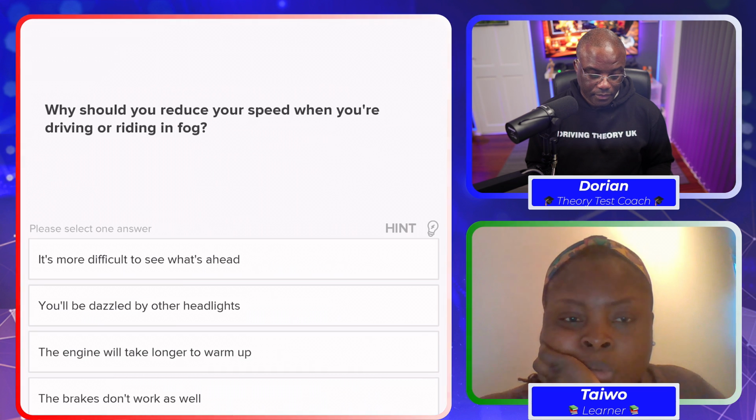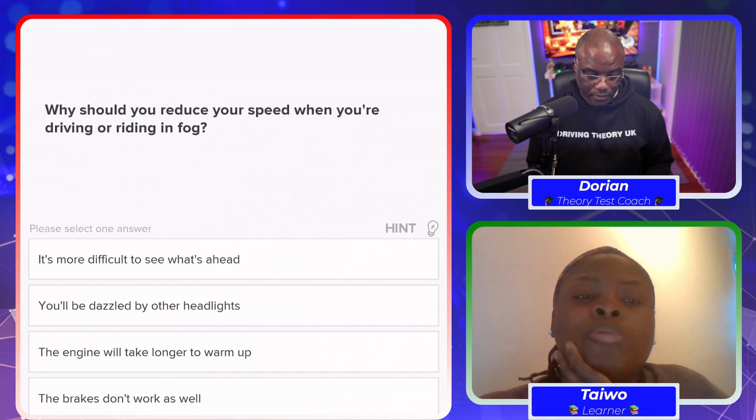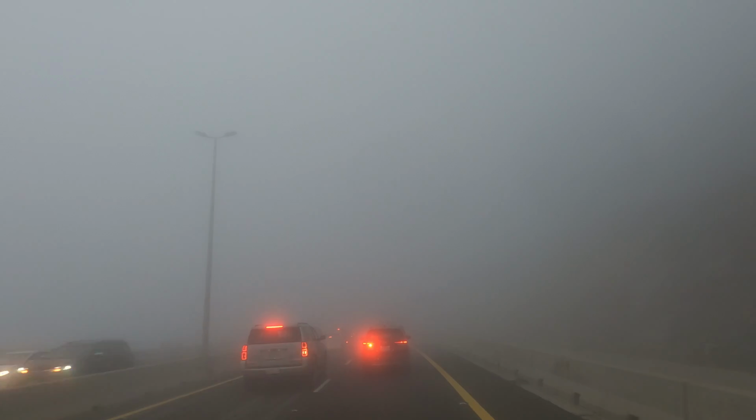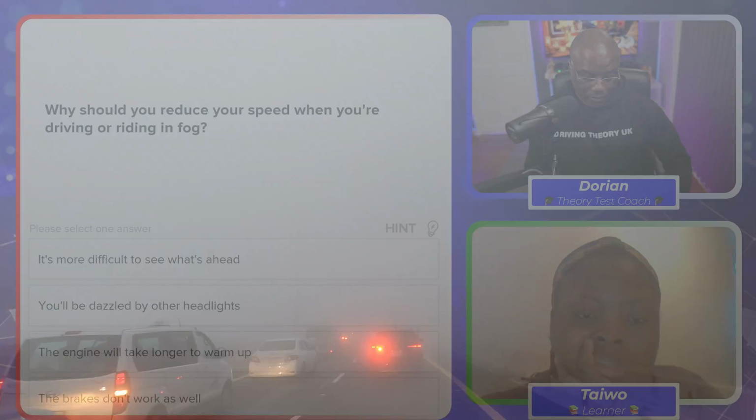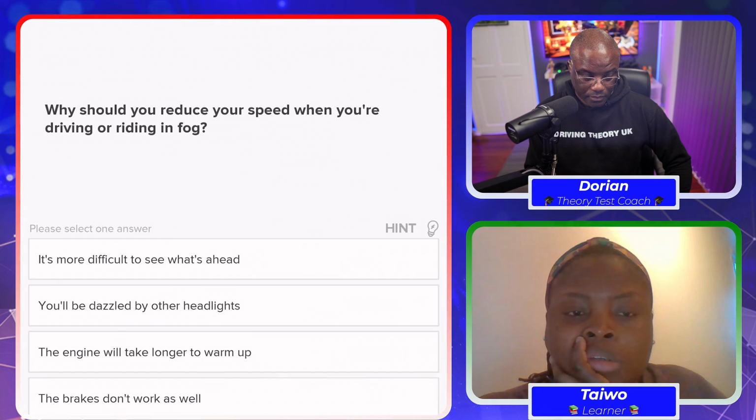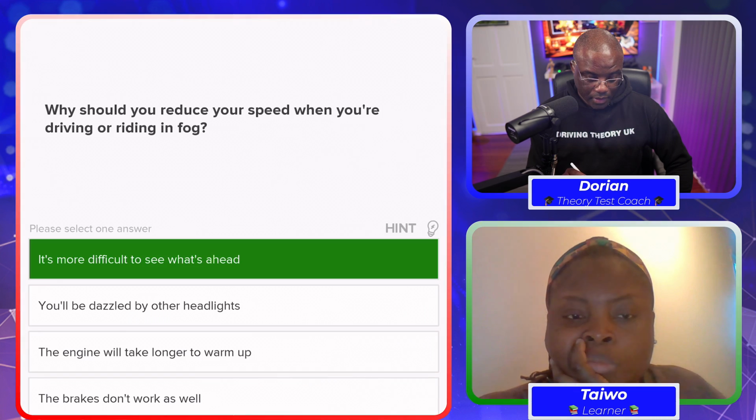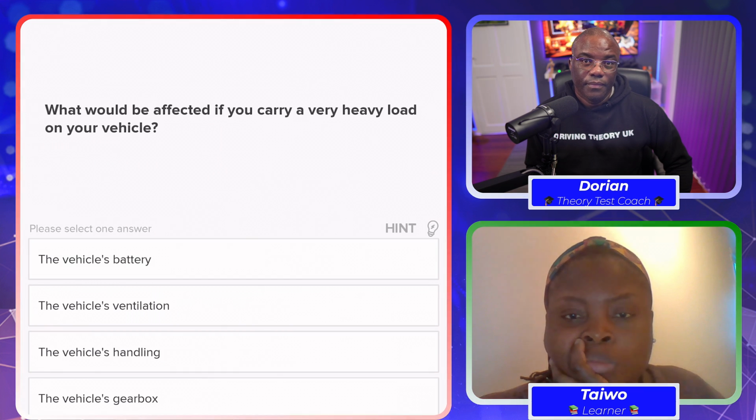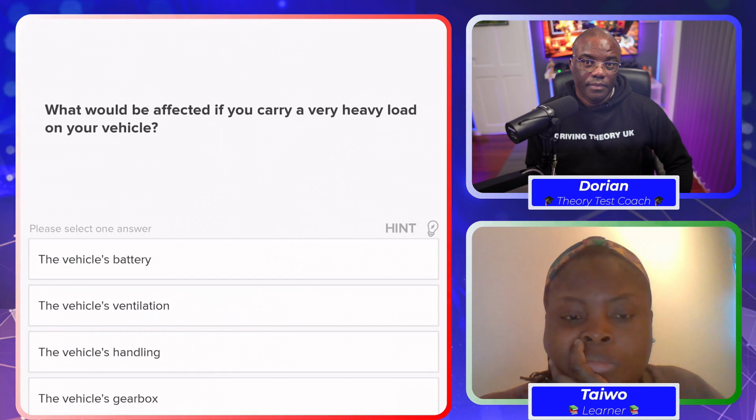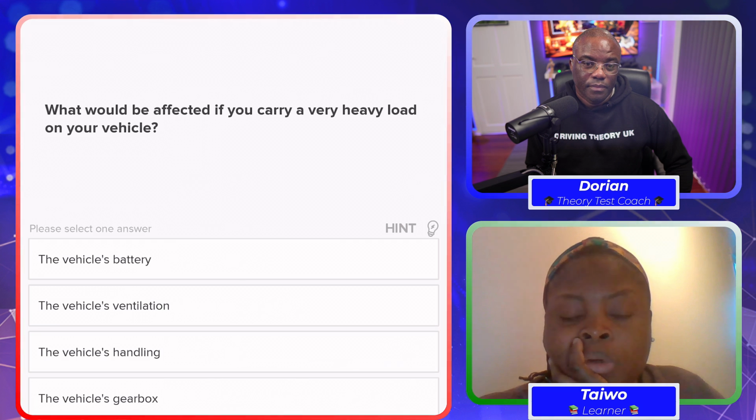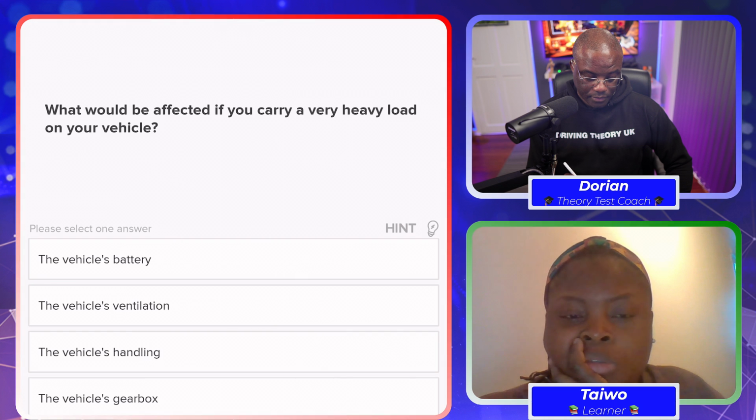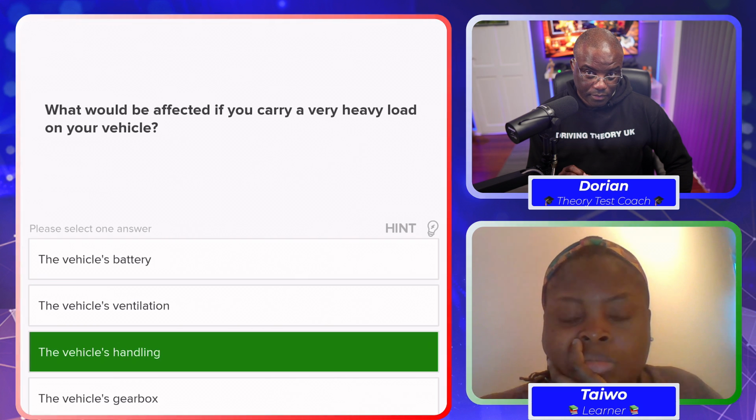You should reduce it when you're driving. Why should you reduce your speed when you're driving or riding in fog? It's more difficult to see what's ahead of you. A. A on that one. The vehicle handling. That's C. Is it cancellation checkpoints? No. It's C. I think C.